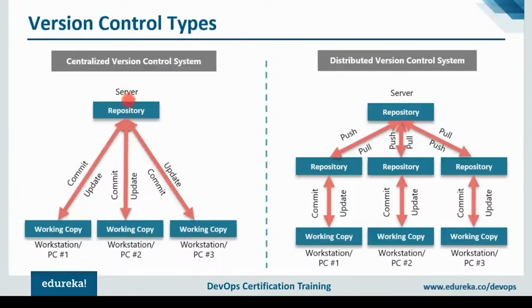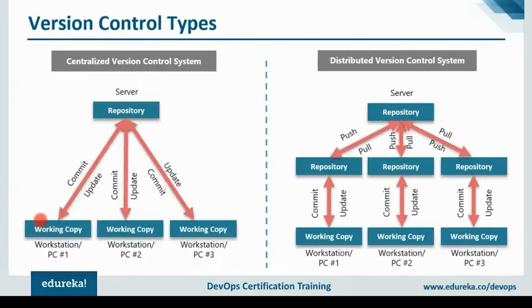Now, coming to the centralized version control system. Centralized version control system consists of a central server. So it basically stores all the files and enables team collaboration. It uses a central repository which stores all the files in that repository so that users can access it. So this is what happens here, guys. Every developer has a working copy. If there are n number of developers working on a single repository, then there are n working copies.